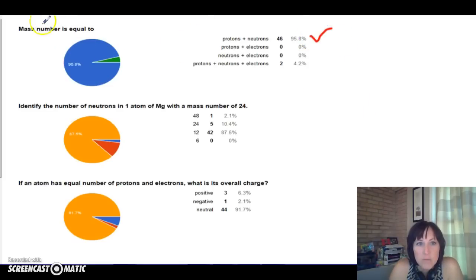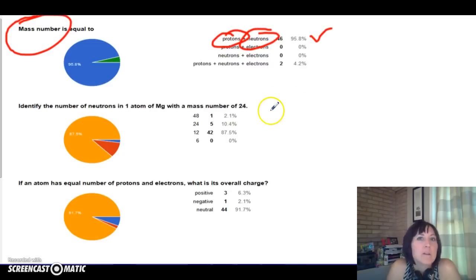So mass number, look here, you guys did pretty awesome with that. What is it equal to? Mass number. Remember, the only things that have mass are protons and neutrons. Electrons do, but they're very, very small. So we just consider those 0.